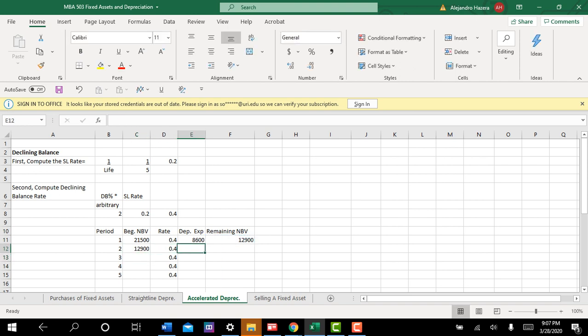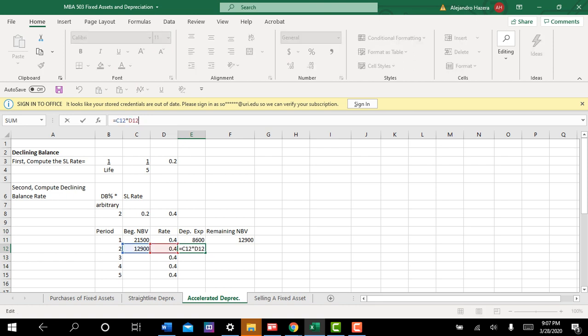Okay, and then your depreciation expense, so I'll just go ahead and highlight that. That comes down there. And then your depreciation expense for year two is just your beginning net book value times your rate, 40%. So for year two, your depreciation expense is $5,160.